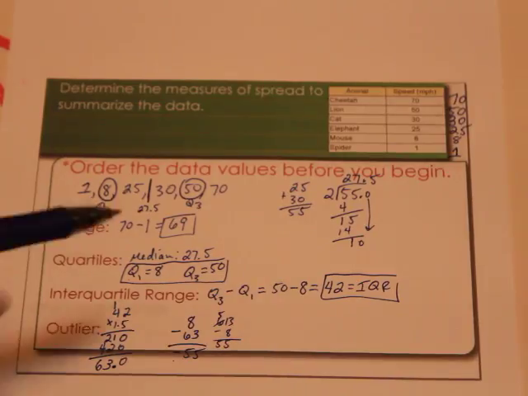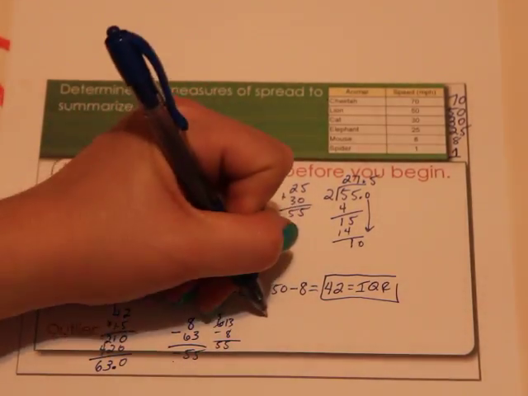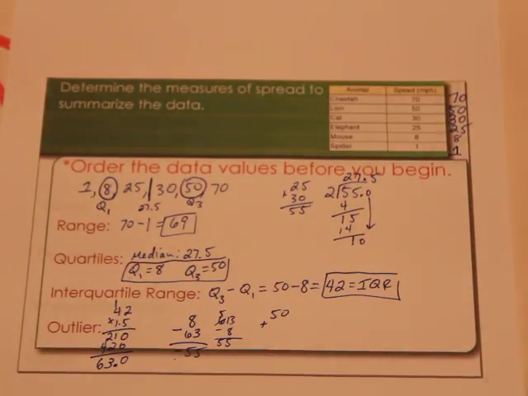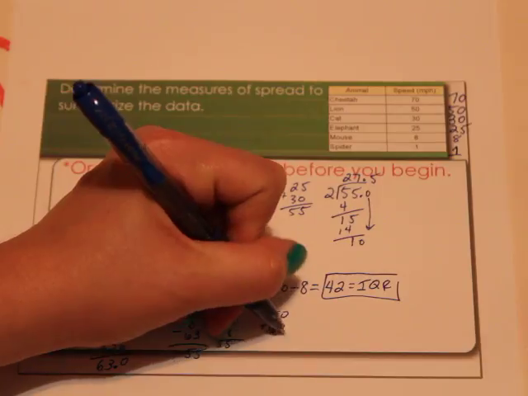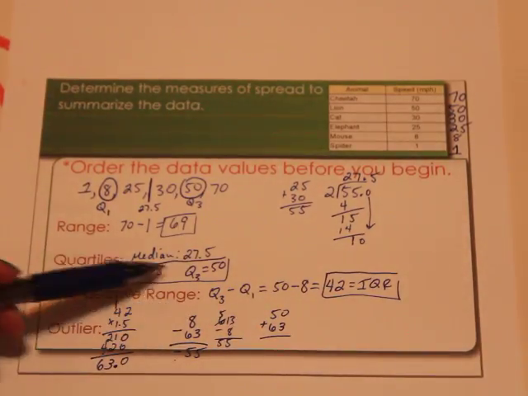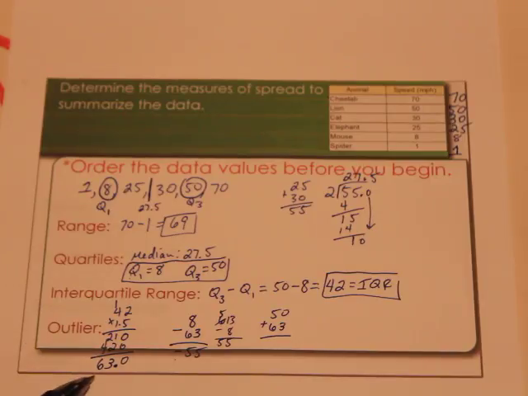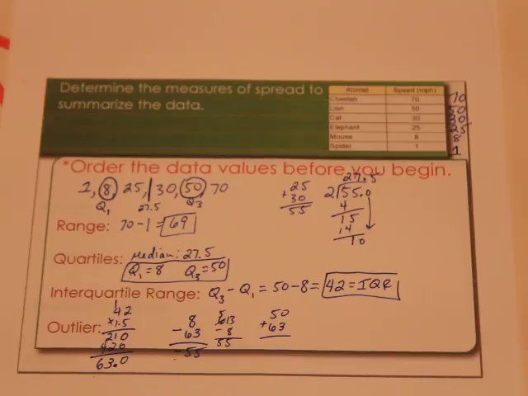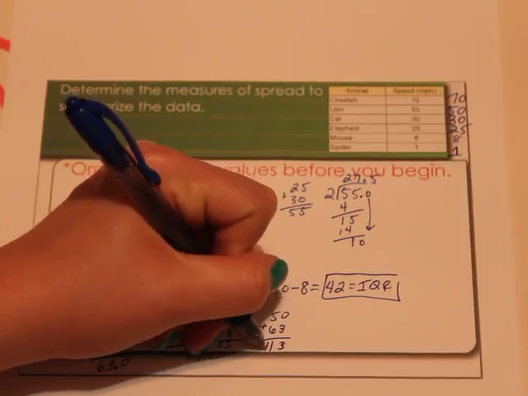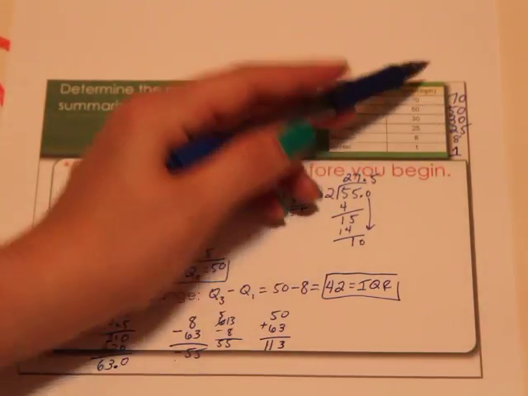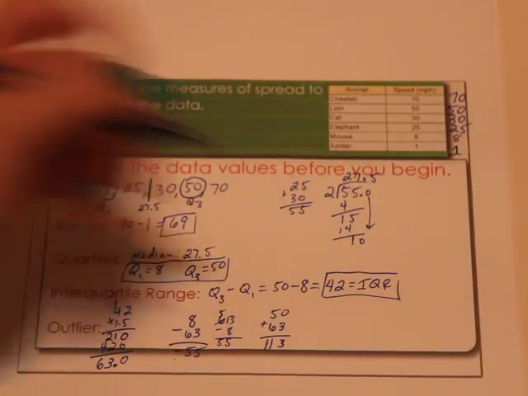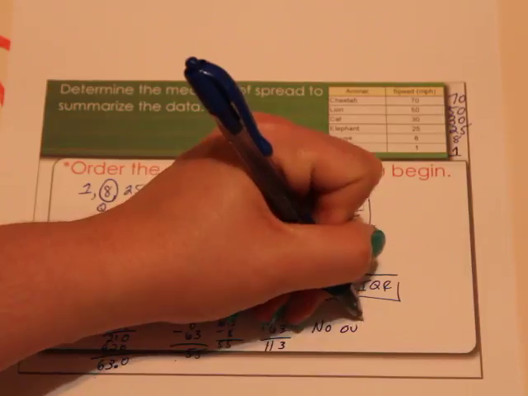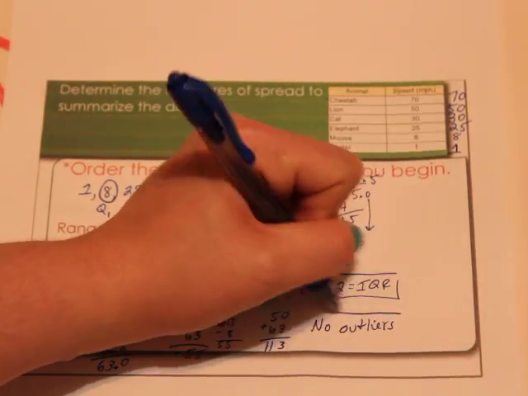Now we'll look at the upper outliers. So Q3 is 50. So you would take 50 and add on the 63 here. So if you're looking for the lower end, you take your Q1 and then you subtract off 1.5 times the IQR. If you're looking for the upper outlier, you add that on to Q3. Okay, so 50 and 63, that's going to be 113. And again, our highest number is 70. So nothing's above 113, so there are no outliers. Okay, no outliers.